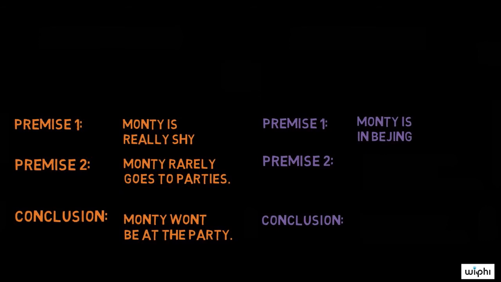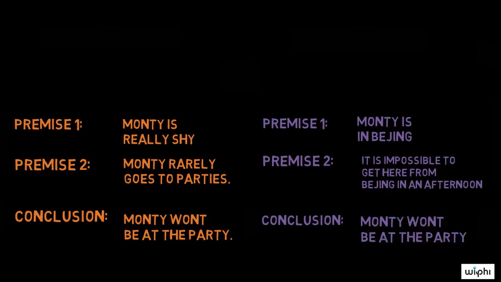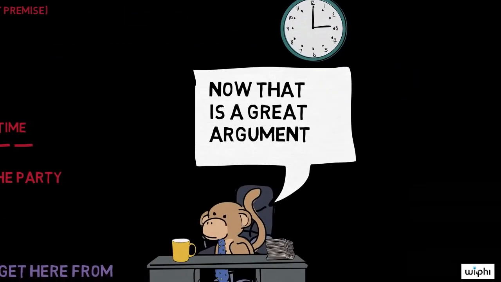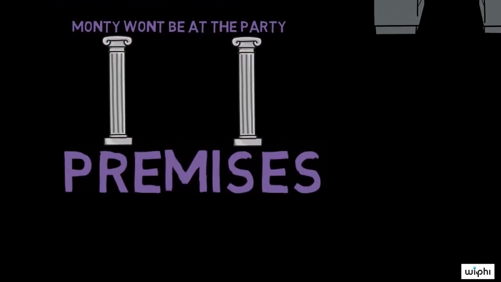Okay, our last topic is to distinguish two different types of arguments. So I'm going to put up here on the left the orange argument, which is the second response that your friend gave: Monty's really shy and he rarely goes to parties. On the right, we'll put the purple argument: Monty's in Beijing and he can't get from Beijing to the party in time. Both of them have the same conclusion, Monty won't be at the party. Now, as I said before, both of these are good arguments. They both do give you reason to believe the conclusion, i.e. both of them have premises which support the conclusion.